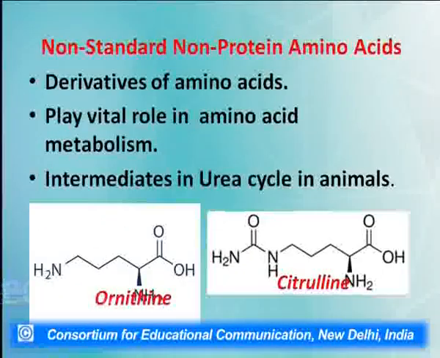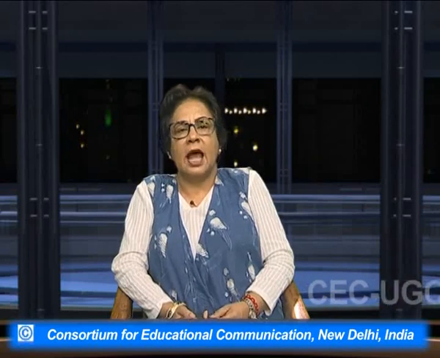The second non-standard protein amino acids are derivatives of amino acids. They do not again take part in protein synthesis, but they play a very important role in amino acid metabolism. For example, ornithine and citrulline occur as intermediates in the urea cycle in animals.